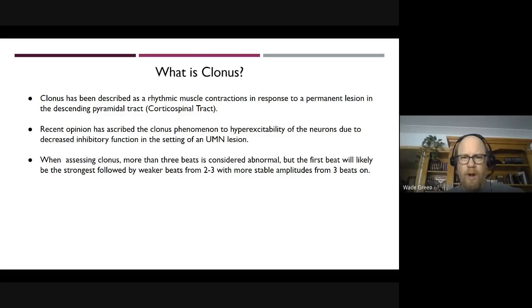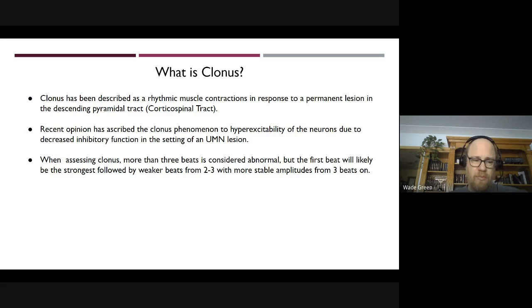All right. So I'll close this whiteboard and then we'll go back to the PowerPoint. Okay, so we know that someone with clonus is going to have these rhythmic muscle contractions due to an upper motor neuron lesion. There are different ideas behind the physiology around clonus. There are those that think that people with clonus simply have more excitability in those neurons due to increased or absent inhibitory function because of an upper motor neuron lesion.